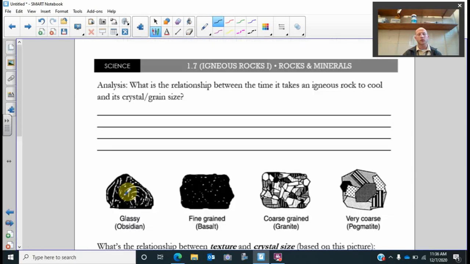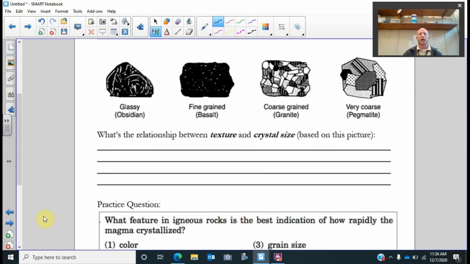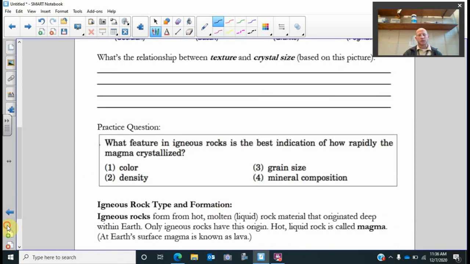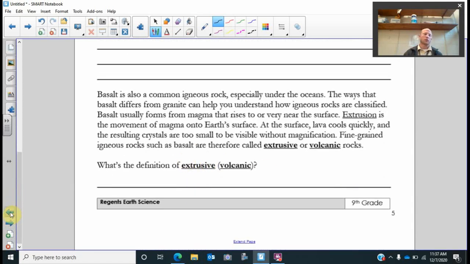And then when you go to answer all of these questions, like what's the relationship between the time it takes an igneous rock to cool and its crystal grain size? All of these are going to be pointing back to this graph that we've done. So think about time versus crystal size, how long it takes, and such. You're reading all of this, and keep on pointing back.